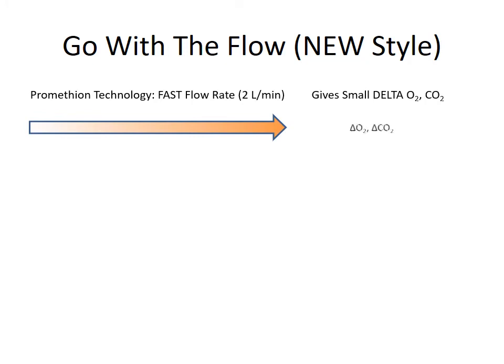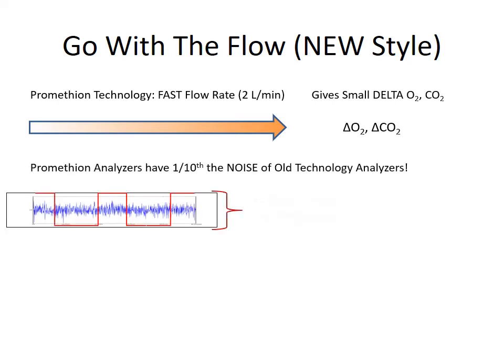Now let's look at how things happen with Promethion. We use a very rapid flow rate. The result, of course, is that we have a small delta O2 and delta CO2. Now, we can cope with that because our analyzers have 1/10 of the noise, roughly, of the old technology analyzers used in the legacy systems. So the 5 times smaller delta is no problem.